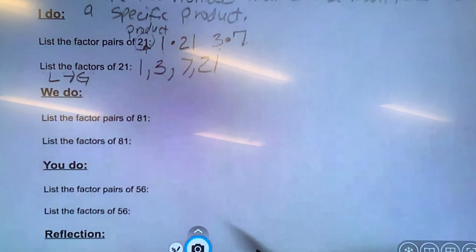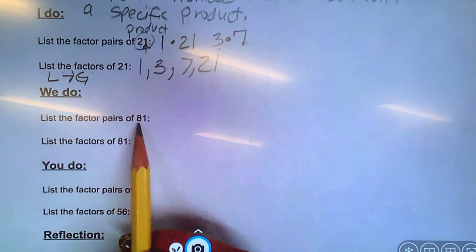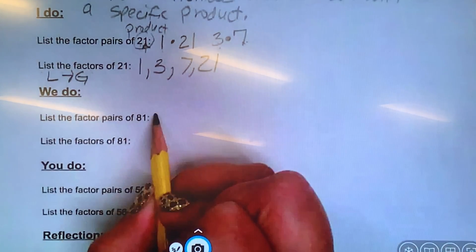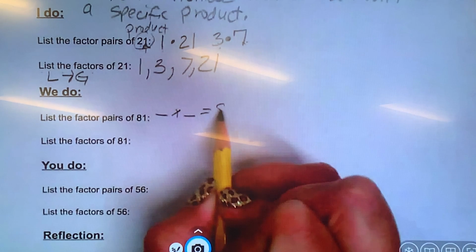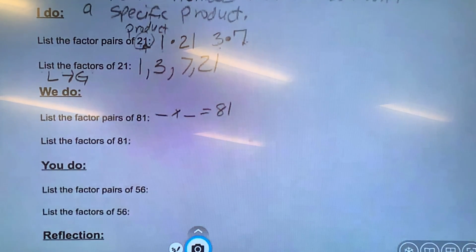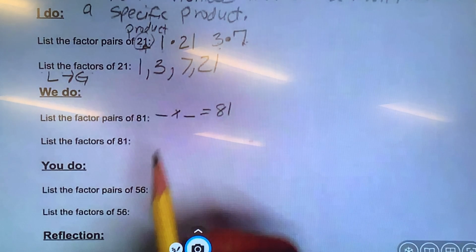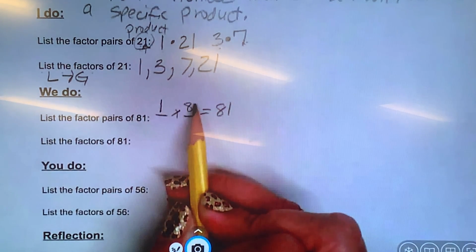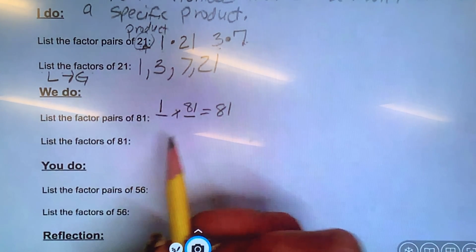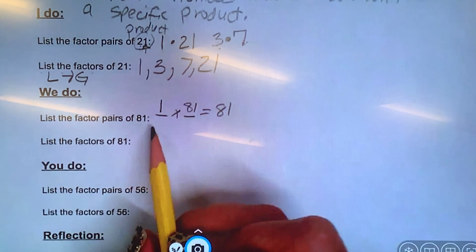We're going to do another example. List the factor pairs of 81. So something times something equals 81. We have to find all of the possibilities. We know 1 and 81. Then think of 2. No.